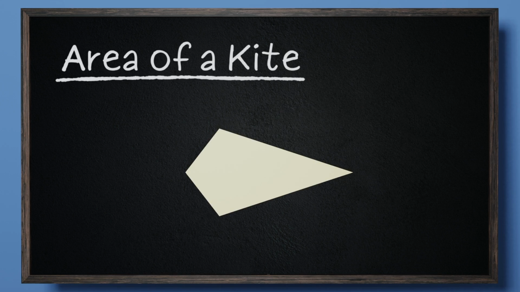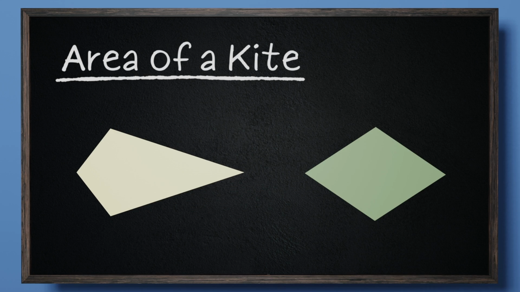Like always, we will finish by discussing how to calculate the area of a kite. Remember earlier how we saw a similarity in diagonals between the kite and the rhombus? As it turns out, both shapes have a formula for calculating area that involves their diagonals.